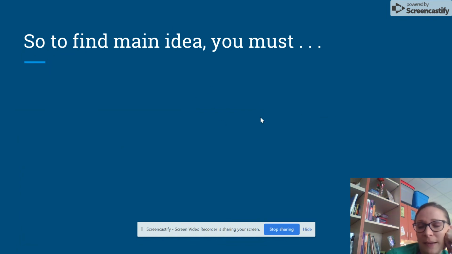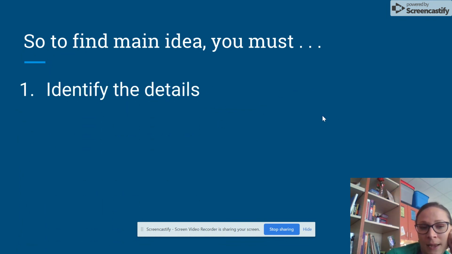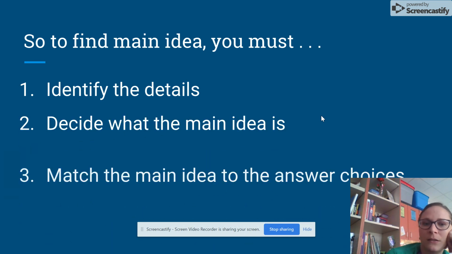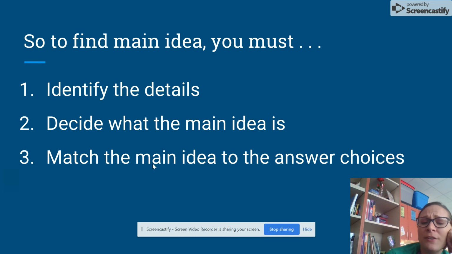So now to review, to find main idea, you must identify the details, describe what the main idea is, and then finally match whatever you decided was the main idea to your answer choices.